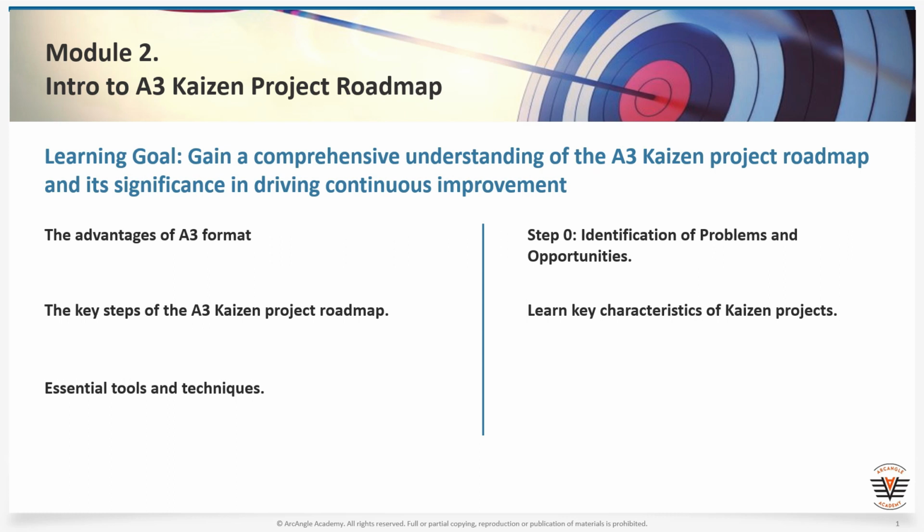By the end of this module, you will have a solid understanding of the A3 Kaizen project roadmap and its application in driving continuous improvement. You will gain insights into the advantages of using the A3 format, explore the key steps and associated tools, identify critical success factors, and understand the key characteristics of Kaizen projects. Let's embark on our journey to mastering the A3 Kaizen project roadmap.